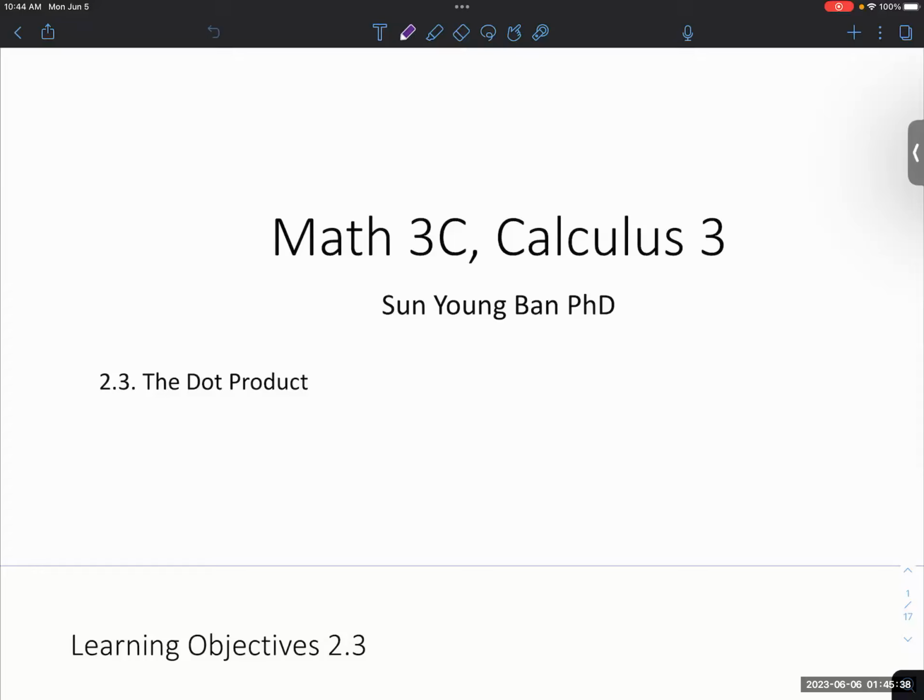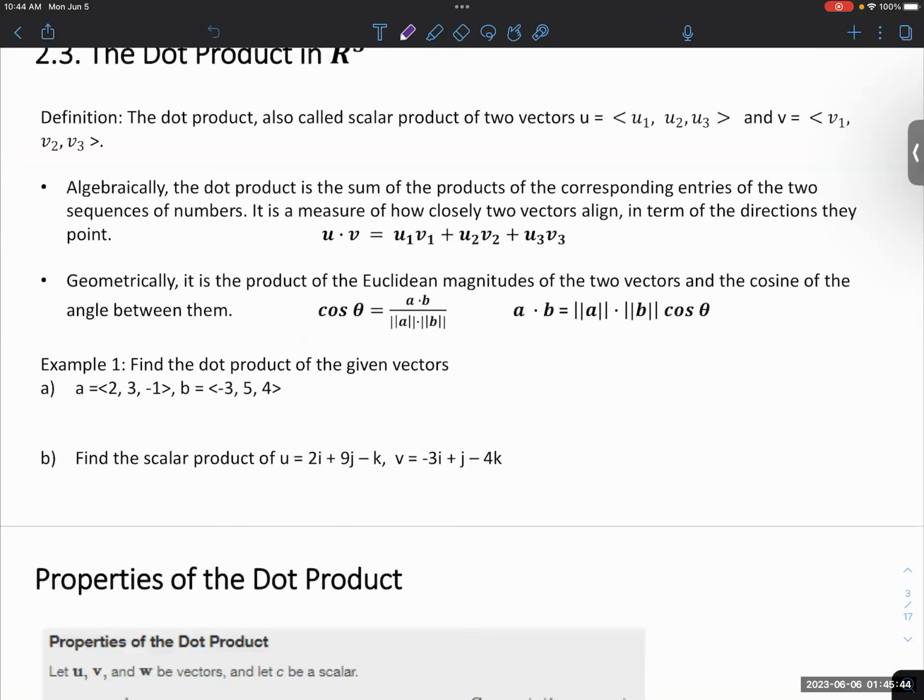So let's take a look at the dot product definition first. The dot product, in other words, we also call it the scalar product. If you have two vectors, there are three different components of each vector, and they are in three-dimensional space. So what does the dot product mean algebraically and geometrically? First of all, algebraically, the dot product is the sum of the products of the corresponding entries of the two sequences of numbers.